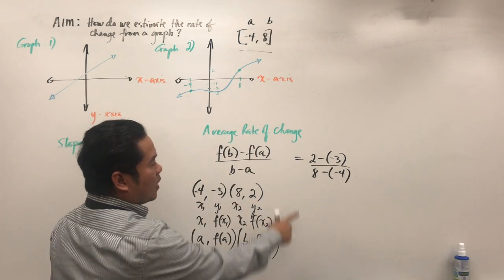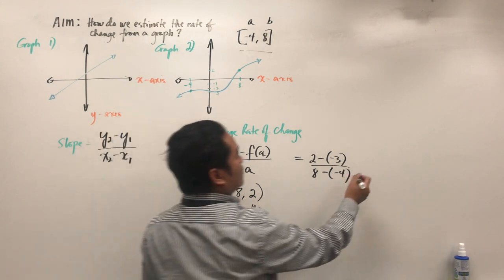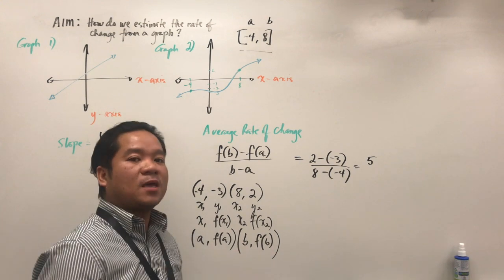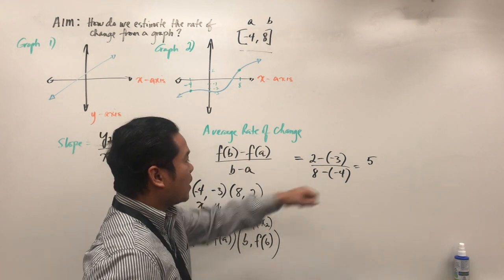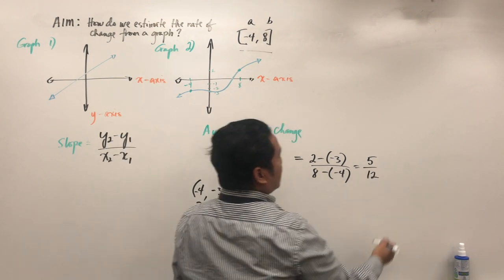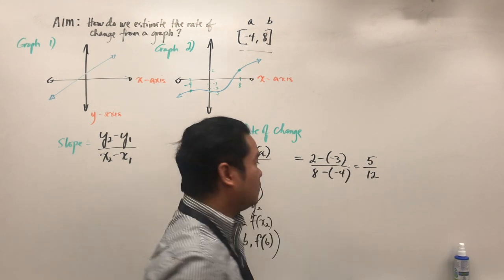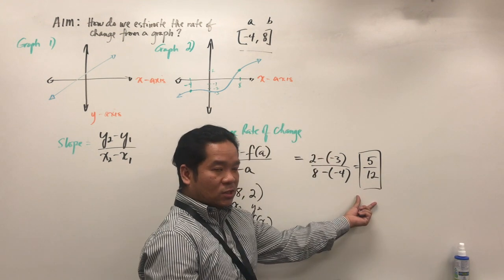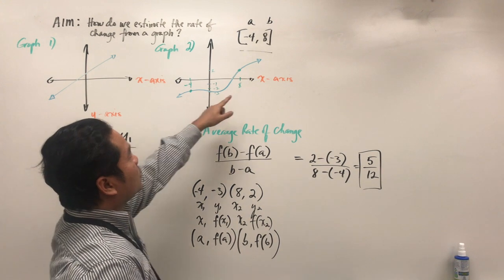Now let's simplify this by performing the operation. 2 minus -3 is going to be 5. 2 minus -3 is the same thing as saying 2 plus 3. 8 minus -4 is going to be 12. Now, can we simplify this? This is already in simplified form, and so this is our rate of change for this graph.